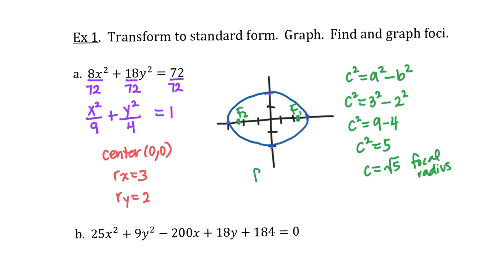Now I'm going to list the coordinates for my two foci, which I sketched. From the center 0, 0, I went to the right root 5, which means one of my foci is at positive square root 5, comma 0. The other foci occurs when I started at 0, 0, and I went left root 5. So that will be at negative square root 5, comma 0.